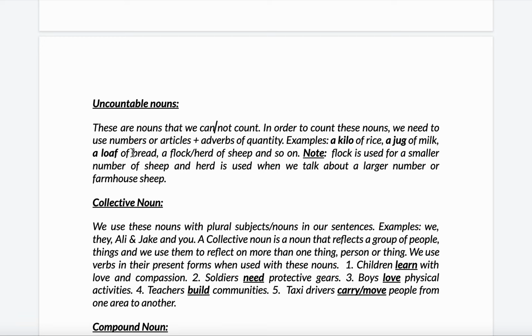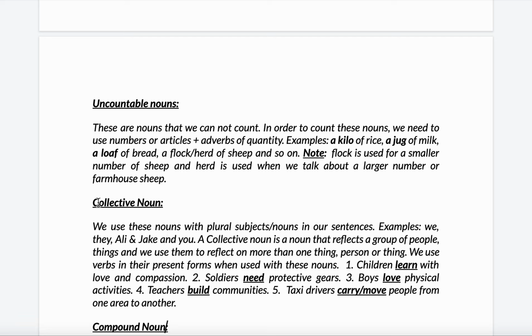In some parts of the world we might be able to say give me a bread, let's say give me a naan. A naan, that's a different story. But for bread, we have to use loaf. A flock or herd of sheep. Now, a flock we use for a smaller number of sheep, and herd is used when we talk about a larger number of farmhouse sheep. So just keep in mind, sheep we cannot count, so that's why we have to use either flock or herd.